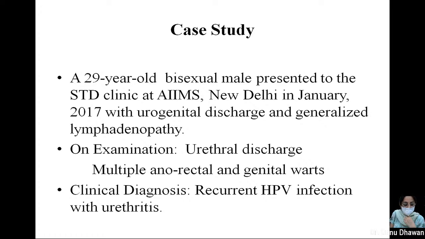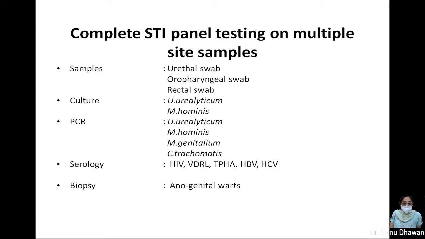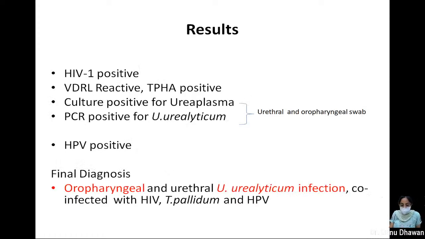Just a case study. We had a case of a 29-year-old bisexual male who presented to the STD clinic at AIIMS with urogenital discharge. On examination, he had urethral discharge along with genital and anorectal warts. Clinical diagnosis was recurrent HPV, human papillomavirus, with urethritis. And just to recapitulate, this was the STI panel that was tested, which included Ureaplasma, M. hominis, genitalium, Chlamydia trachomatis, and serology for HIV, VDRL for syphilis, TPHA, hepatitis B, hepatitis C.